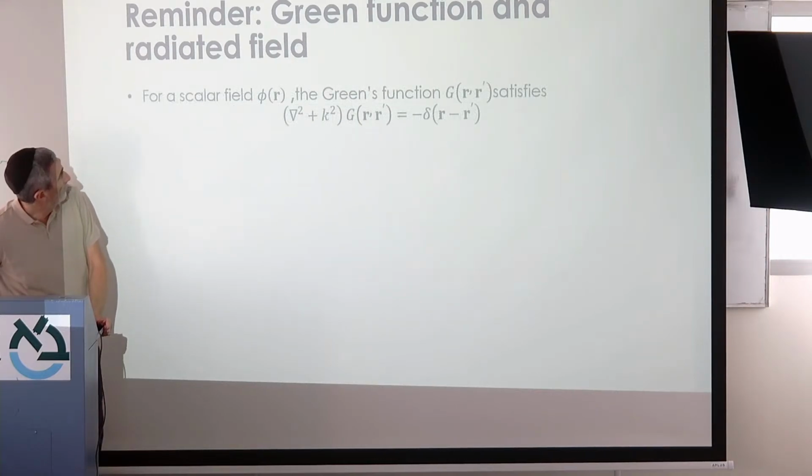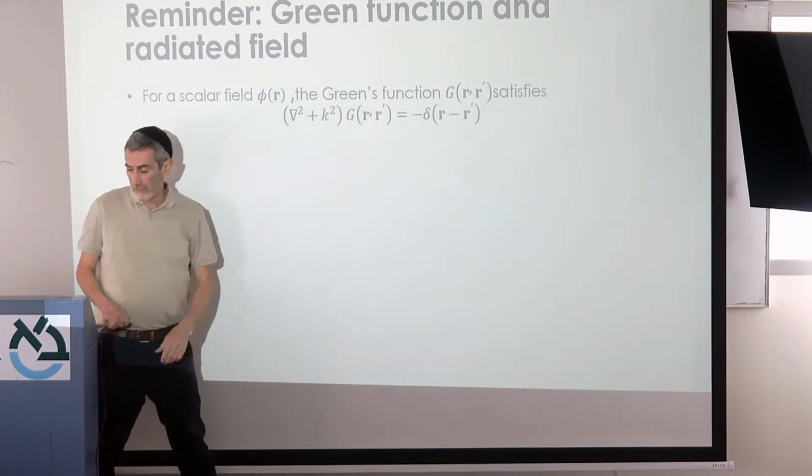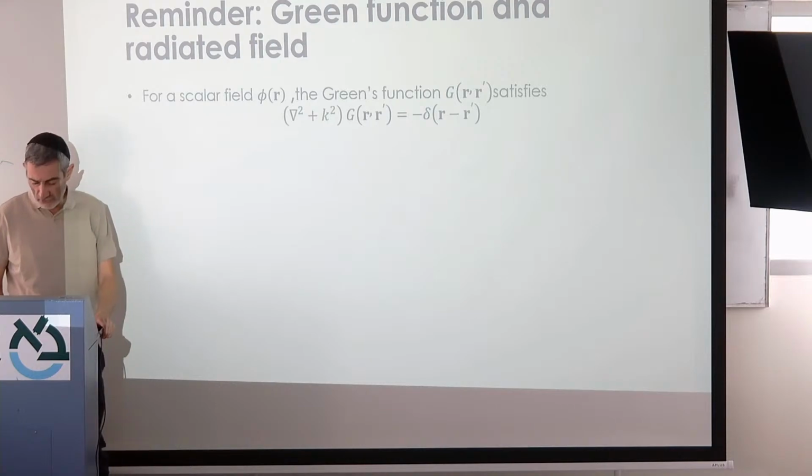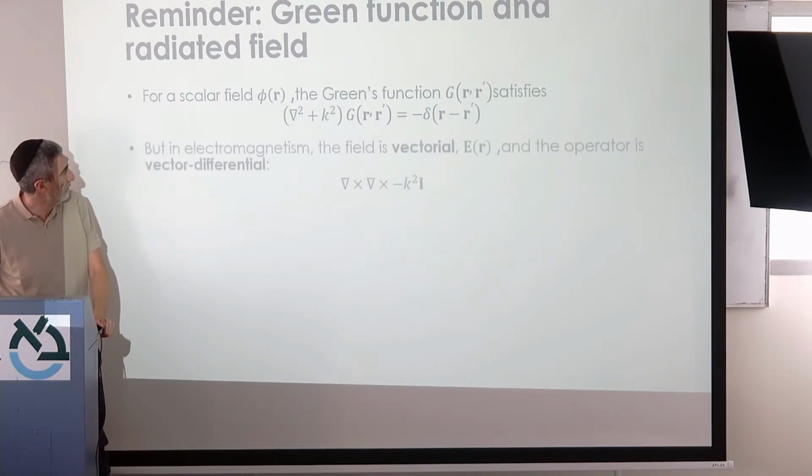Just to remind you, for a scalar field, the Green's function satisfies this equation. So the Green's function is the solution of the wave equation when you have a point source in the second member of the equation. That's interesting. You can look at it as so.